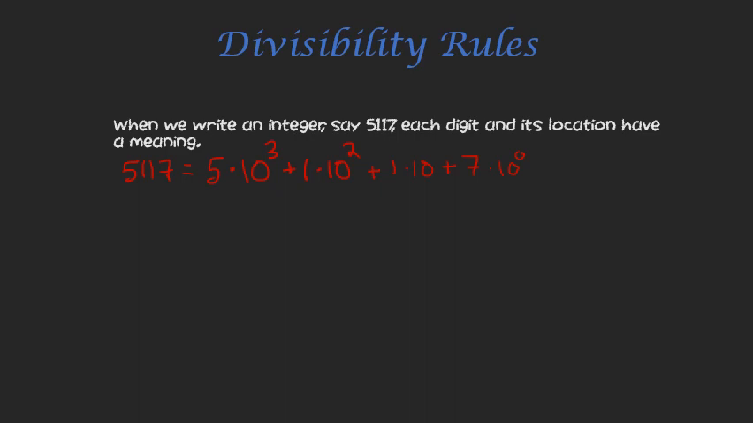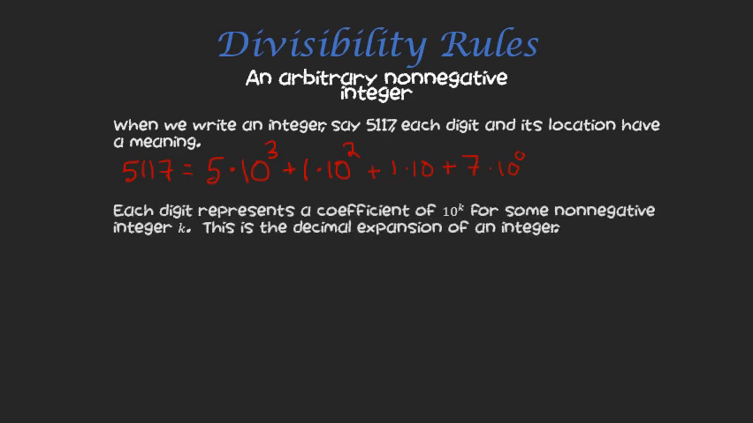So being able to do this is actually going to be really, really handy as we move forward in this one, to be able to write an arbitrary integer like this. So the deal is that each digit represents a coefficient of 10 to the k. Every single digit you see is a coefficient of 10 to the k for some non-negative integer k. So k here would just be how many digits the number has. And this is called the decimal expansion of an integer when we do this.